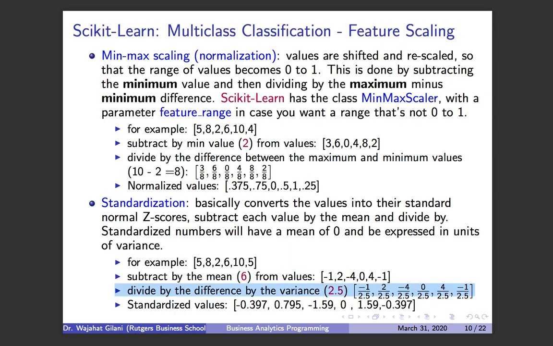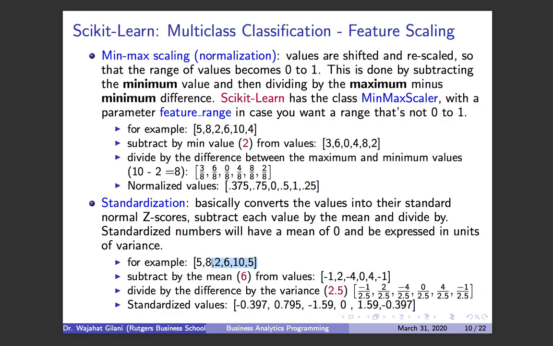Oh, sorry, this is a typo. This should be standard deviation, not variance. We then divide the difference by the standard deviation, not the variance. The standard deviation in this case is 2.5, right? It's 2.5. And again, you can get this by simply using your NumPy function.